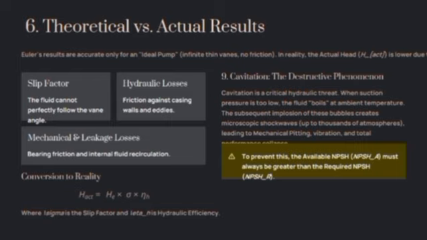Cavitation, the destructive phenomenon. Cavitation is a critical hydraulic threat. When suction pressure is too low, the fluid boils at ambient temperature. The subsequent implosion of these bubbles creates microscopic shock waves of up to thousands of atmospheres, leading to mechanical pitting, vibration, and total performance collapse. To prevent this, the available NPSHA must always be greater than the required NPSHR.